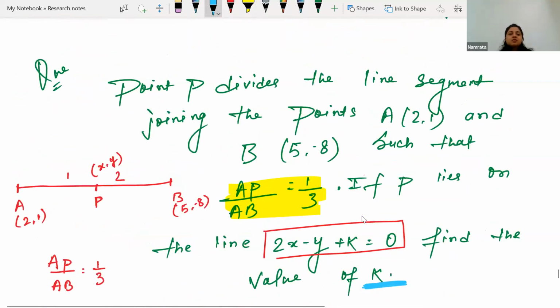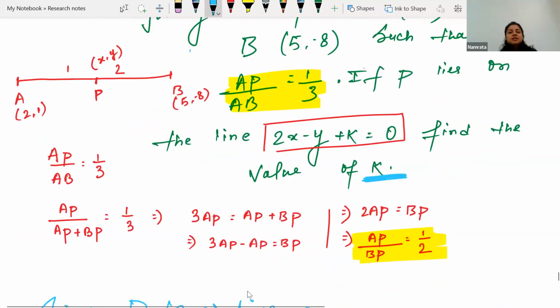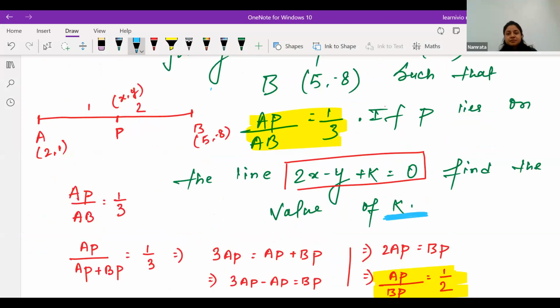So this was quite simple. What we did, P lies on the line segment given. AP is to AB was given in a confusing way. But if you break it and solve it, eventually we will end up having the ratio AP is to PB. Once we got the ratio, we can apply the section formula and get the coordinate of P. Once we get the coordinate of P, we can easily find the value of K. All right. Is it clear? Okay, let's move ahead.